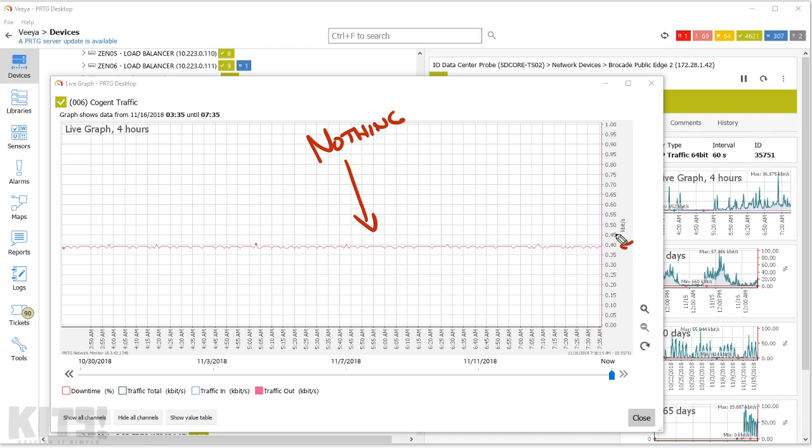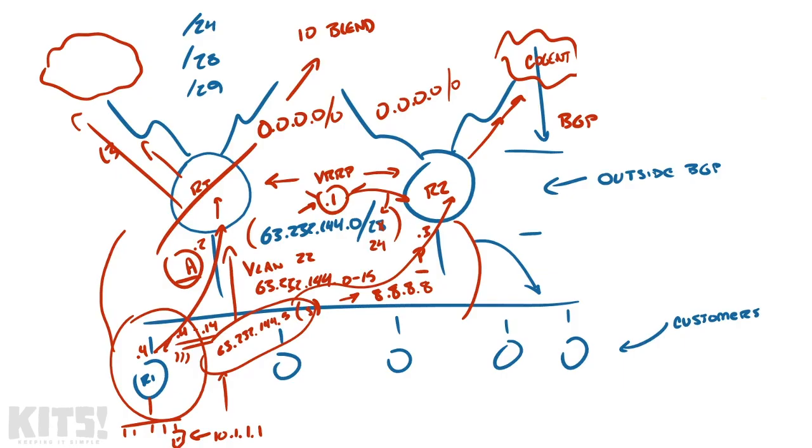Now, my question for you, coming back to this image that I drew just a moment ago: we saw that we had a lot of traffic going out and a lot of traffic coming in over here. On this side, on the Cogent side, we saw a decent amount of traffic coming in and we saw absolutely nothing going out. Why is that?